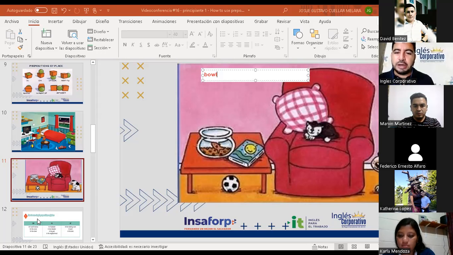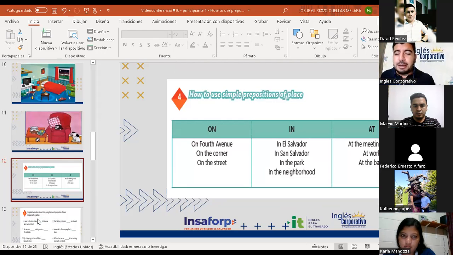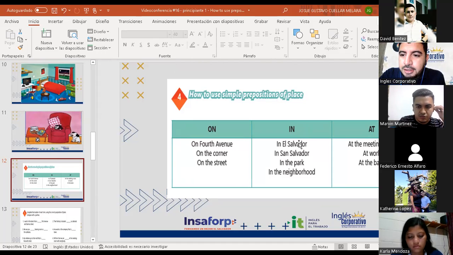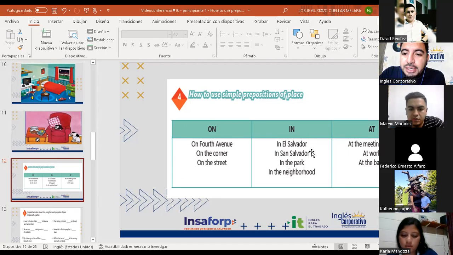En este caso es el recipiente, fishbowl del pez. Una pecera. Ok, now here we have this. Ya vamos a entrar a lo que es las preposiciones también para, pues, indicar las direcciones. Ok, here we have on 4th Avenue, on the corner, on the street, ¿verdad? Que significa en la cuarta avenida, en la esquina, a pesar que in significa en, tenemos que on the corner, ¿verdad? En la esquina. On the street, en la calle. Tenemos in. In El Salvador, in San Salvador, in the park, in the neighborhood.